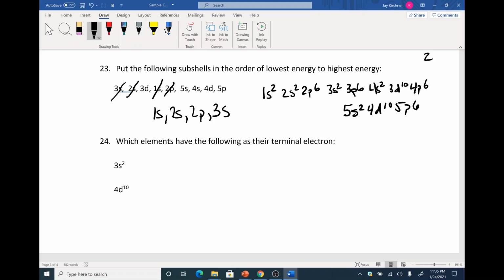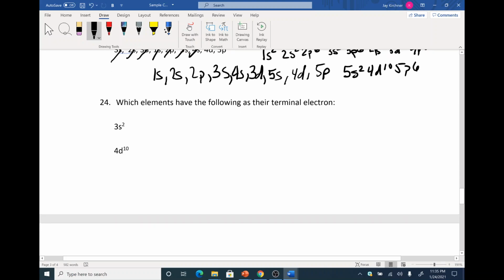So after 3s, do I have a 3p? It looks like I skipped that one. Okay, how about a 4s? I do. So let's cross off 4s. Do I have a 3d anywhere? Yes, I do. Okay. So I just did 3d. Do I have a 4p? No. Do I have a 5s? Yes. Do I have a 4d10? Yes. And then 5p. All right.